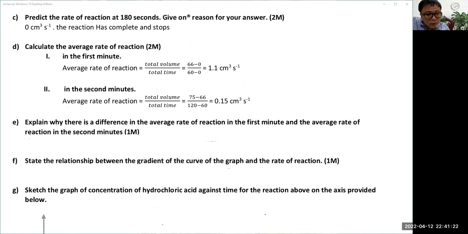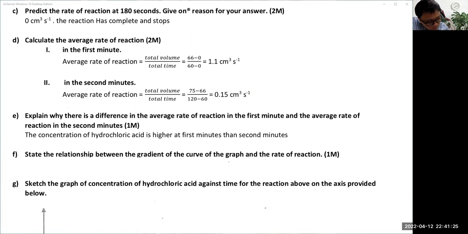Why is there a different average rate of reaction for the first one and the second one? Because the concentration will drop off. Imagine this is acid, you put your hand inside. At the beginning, very strong, very fast sound. But as the acid gets lesser and lesser, you will hear the sound getting weaker, like this, with lesser acid.